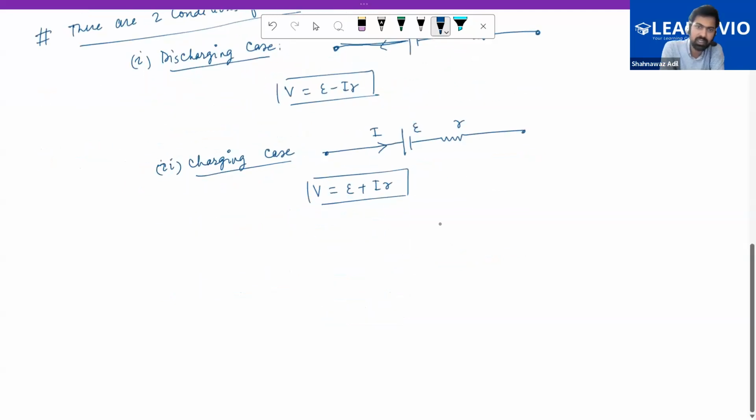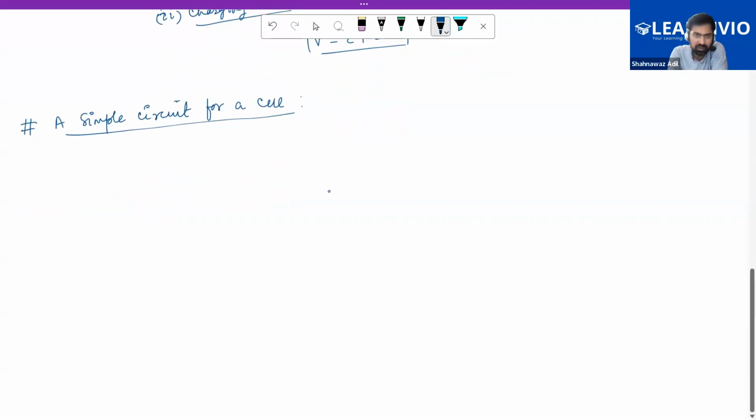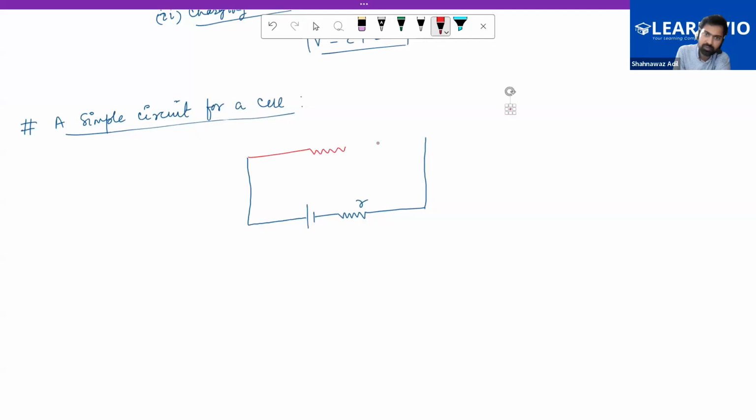Okay, so now let us understand a very simple circuit. You have a cell, and then you connect the cell with some external resistance. That is the simplest circuit that you can have. This cell will have the internal resistance r, and then you connect this with some external resistance R. And this has an EMF E, and it is in the discharging phase, so it is providing the current.